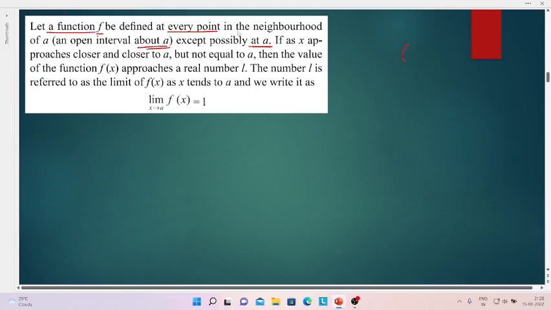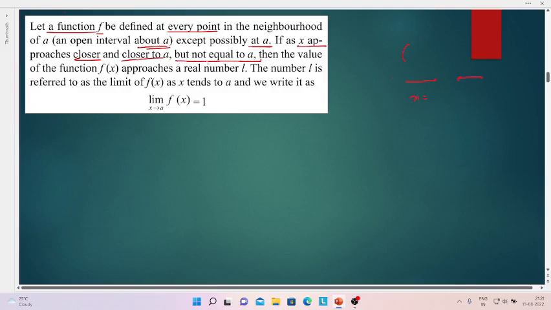But you have to try to neglect the particular value which is a. You have to think about the values which are very near to a, right? So as x approaches closer and closer to a, it may be on the right side, maybe on the left side. I mean, x may be a plus some positive value, or a minus some positive value. So it is very close to a, and the given variable x approaches closer and closer to a, but not equal to a.